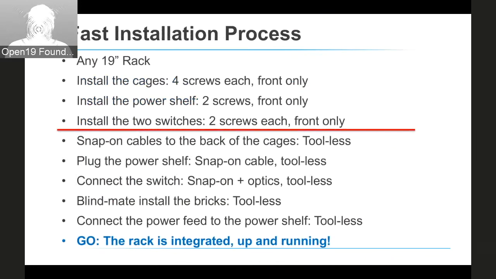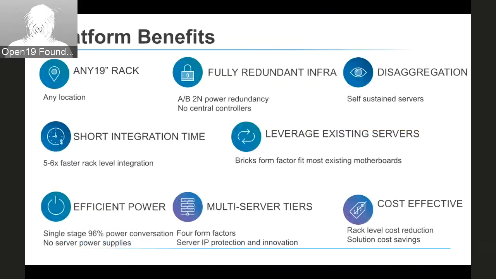If you look at the installation process, it is extremely simple, and I'll show a video in a second of how the installation process is working. But you take any rack, you install the cages, install the PowerShelf, the switches. From that point, you don't need tools anymore. Once these elements have been installed, you don't need tools anymore. You snap the cables, you plug in the shelf, you connect the switches, you blind-mate the bricks, and you're ready to go. And this is a good segue to showing how we actually implement this at LinkedIn.